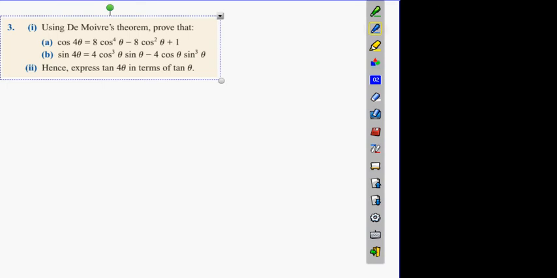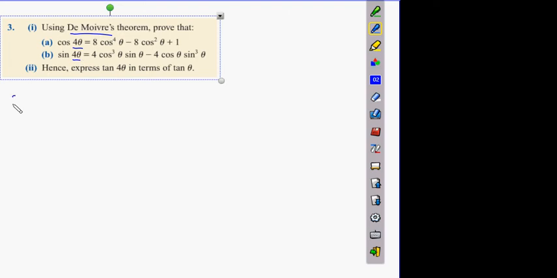De Moivre's theorem, okay? Use De Moivre's theorem to prove that cos 4θ equals 8cos⁴θ − 8cos²θ + 1. Once again, the only thing I've learned off by heart is De Moivre's theorem. Look at the angle. That's the only thing we ever look at.